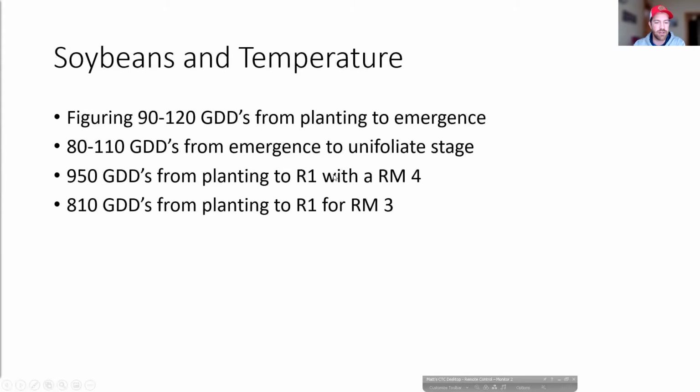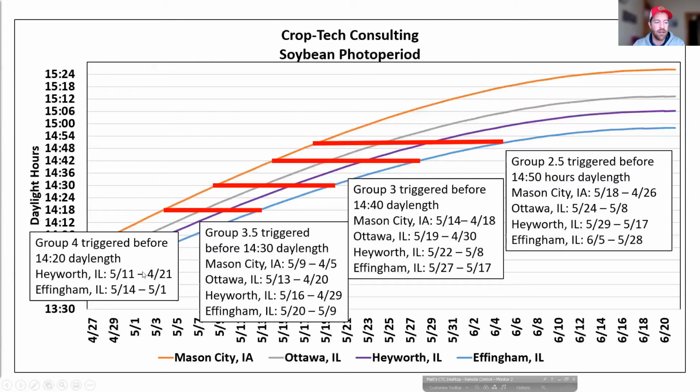If we just look at from planting to R1, when we get those first flowers, that's going to change based on the maturity groups. So group 4s, just like with corn relative maturities, your 115, 116-day corn is going to take more GDUs to get to flower, to get to maturity. These beans are going to take around 900 to 1,000 growing degree days from planting to R1. A group 3 bean may only take about 800 growing degree days to get from planting to R1. So we've got to think about that.